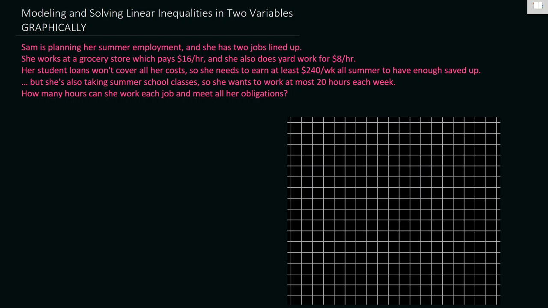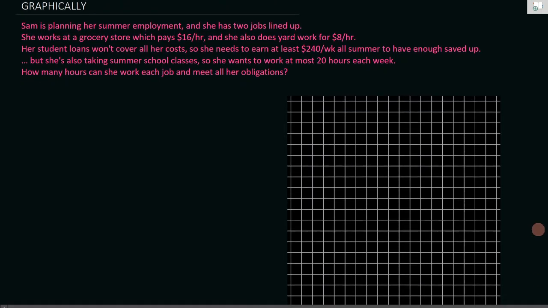Sam is planning her summer employment and she has 2 jobs lined up. She works at a grocery store which pays $16 an hour, and she also does yard work for $8 an hour. Her student loan won't cover all of her costs, so she needs to earn at least $240 a week all summer long to have enough saved up. But she's busy. She's taking summer school classes, so she doesn't want to work more than 20 hours each week. How many hours can she work each job and meet all of her obligations?